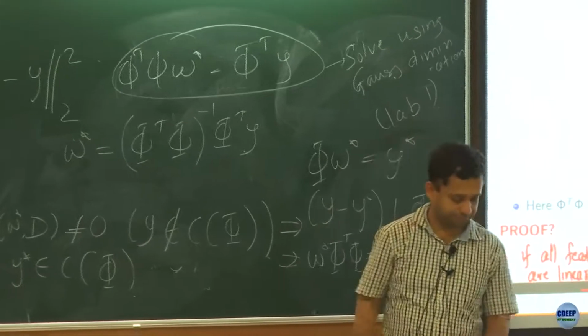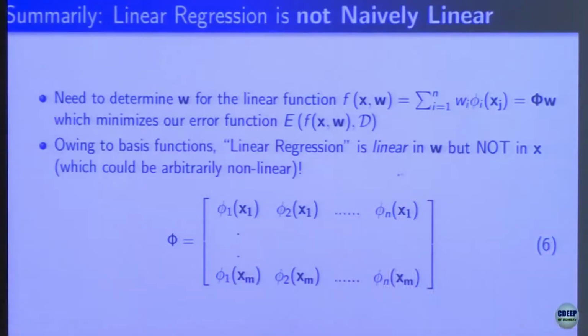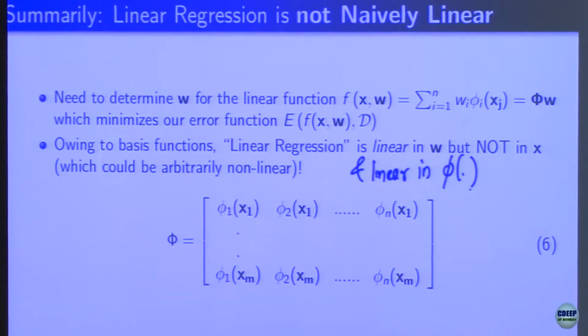Okay, so here's the summary. This linear regression we discussed is not naively linear, and there's good machinery behind it. Linear regression is linear in W, but not in X. It's linear in W, it's also linear in the phi's, but in X, it could be arbitrarily nonlinear.